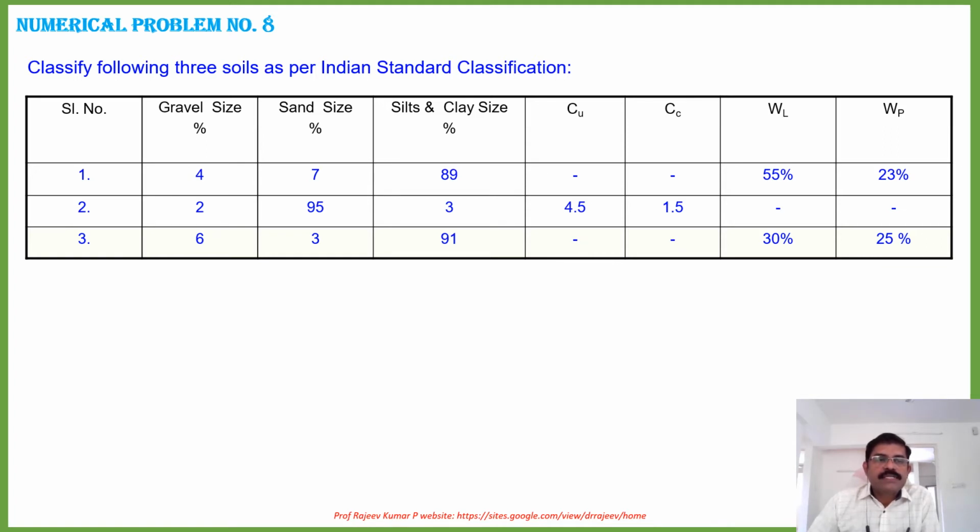First, soil 1 has gravel, sand and silt size fractions, but the uniformity coefficient and coefficient of curvature are not defined. Second, soil 2 has all fractions given, but it doesn't have liquid limit and plastic limit. And soil 3 has all the soil fractions, but it does not have uniformity coefficient and coefficient of curvature, though it does have liquid limit and plastic limit.